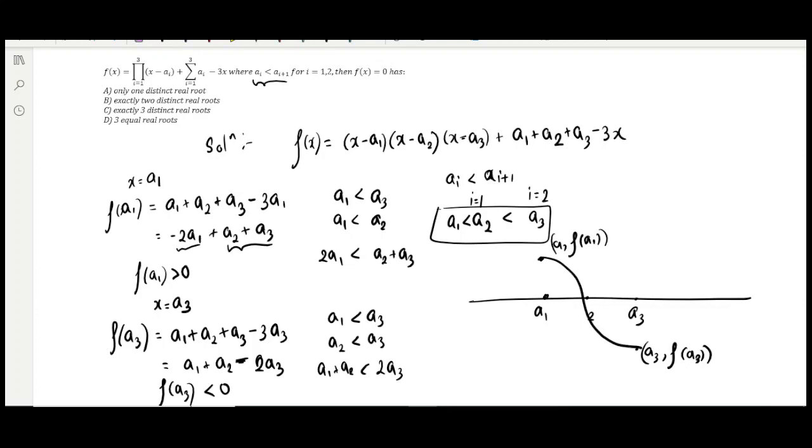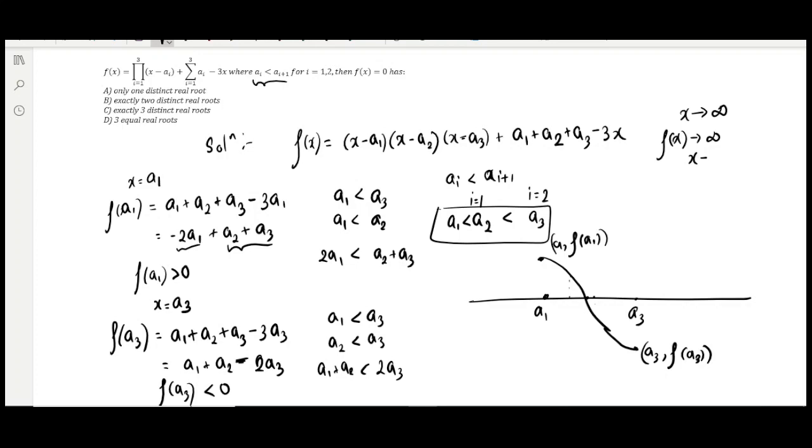We don't know about a2, correct? Something like this. a2 might be positive or might be negative, but it will not make a difference, because from positive to negative the graph will intersect the x-axis at once only. As we know the nature of the cubic graph, when x is tending to infinity, x into x will be x cube, then x cube will tend to infinity. We can say that f(x) is also tending to infinity.